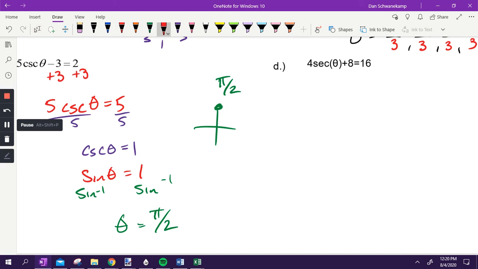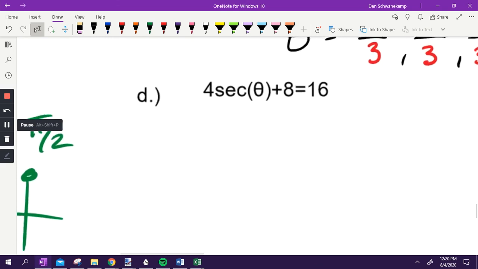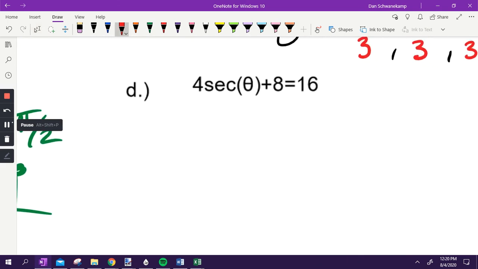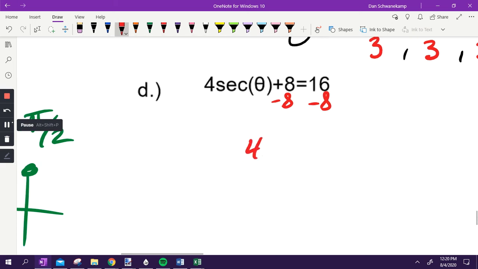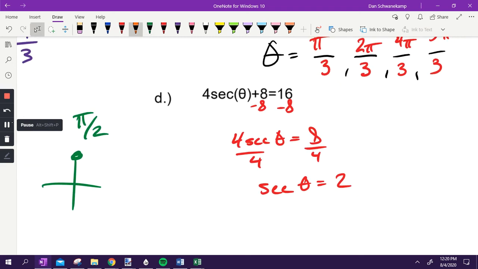4 secant theta plus 8 equals 16. We're trying to solve that thing. What did you do first here on D? Subtracted 8. Then what? Divide by 4. So 4 secant theta equals 8. Divide by 4. So secant of theta equals 2. Good. So we did the reciprocal. Cosine of theta equals 1/2.